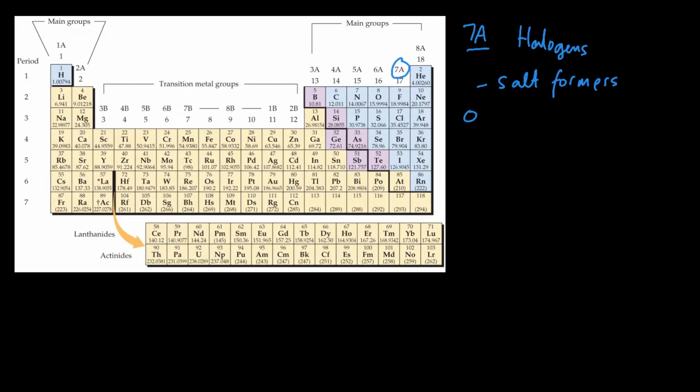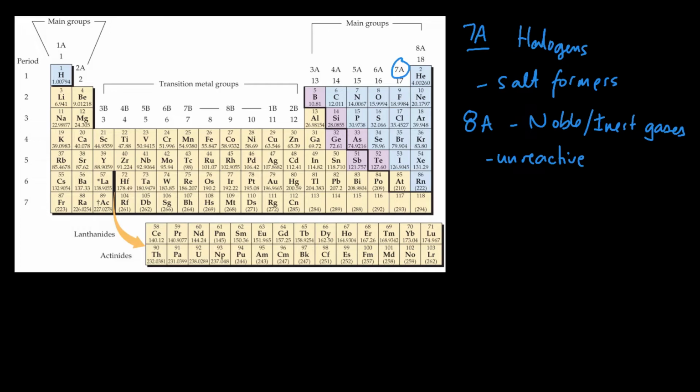And lastly, is group 8A. These are the noble or inert gases. They are unreactive. They do not combine and form compounds unless you use extreme temperatures and reaction conditions, or you use elements that are incredibly reactive like fluorine. Most of the time they're completely unreactive and inert, and they don't do anything at all.